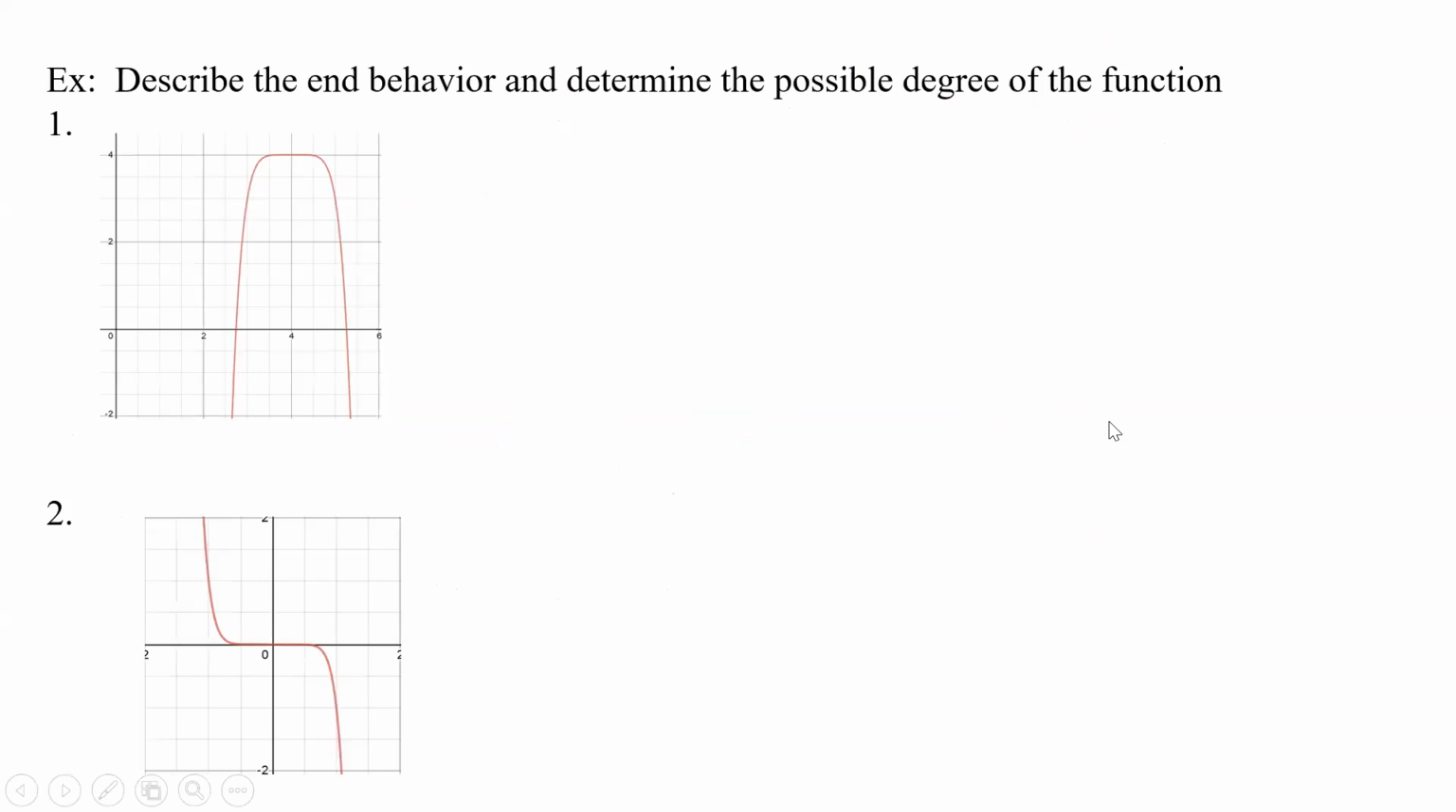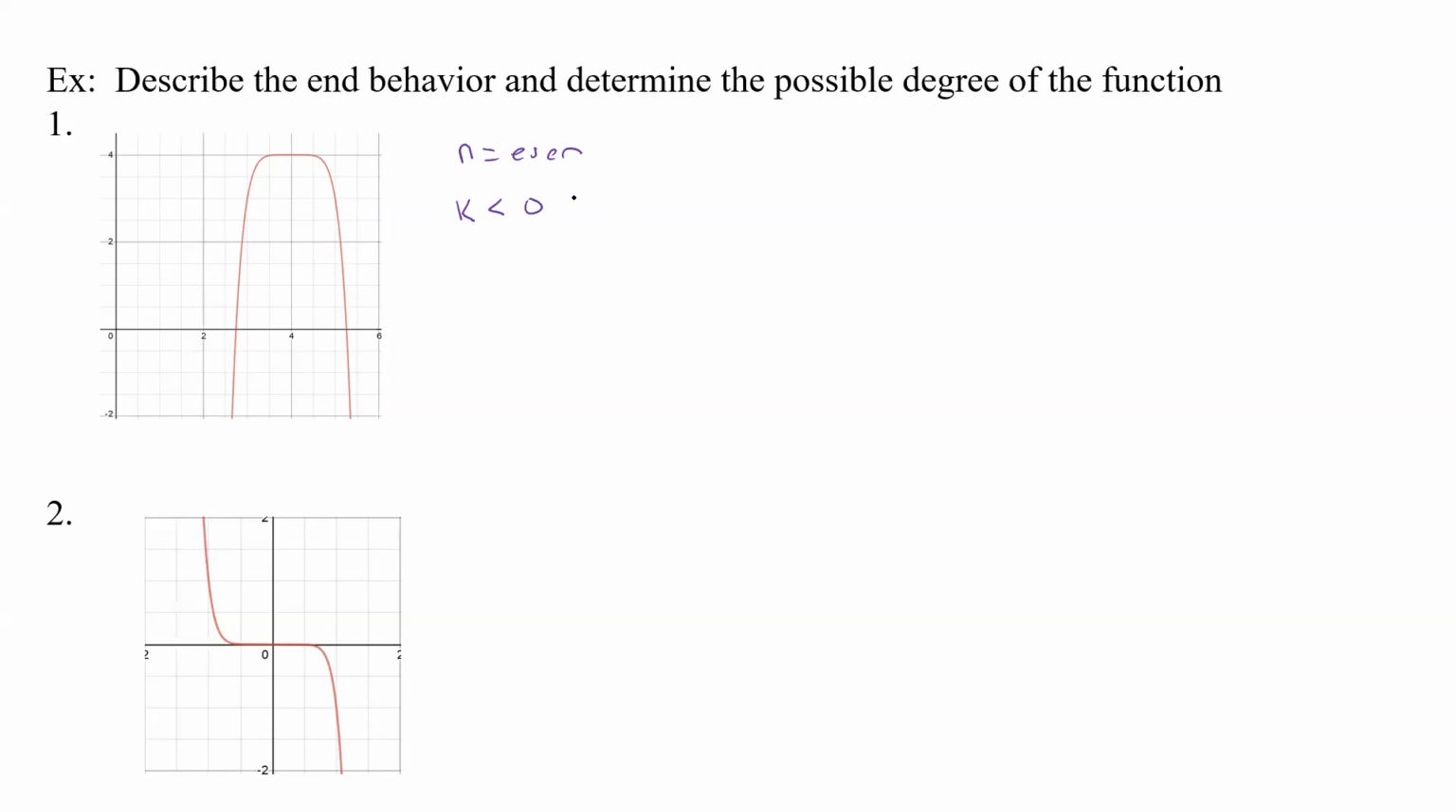All right, so this time they give us a graph and they want us to find what the end behavior is and what the degree of the function, or the possible degree of the function, is. All right, so what do we know? So on the first one here, it looks like n is going to be even because we have this parabola. And we know that k is going to be less than 0 because it's going down.